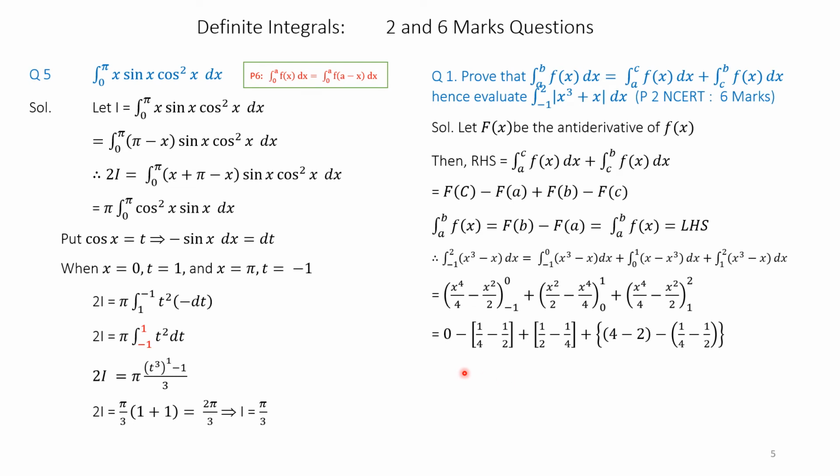Therefore, this limit is, because 0 is there, the first term here is 0. So when you put the value of x as 0, it is 0. When you put the value of x as minus 1, this is minus of the lower limit, x to the power of 4 by 4 is 1 by 4, minus of minus 1 by 2. 1/4 minus 1 by 2.